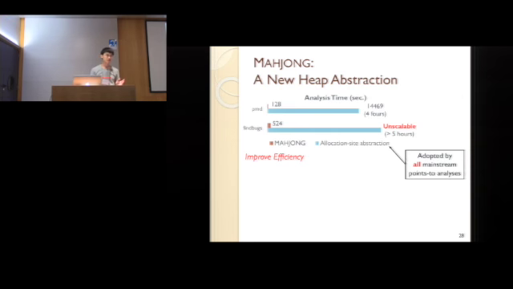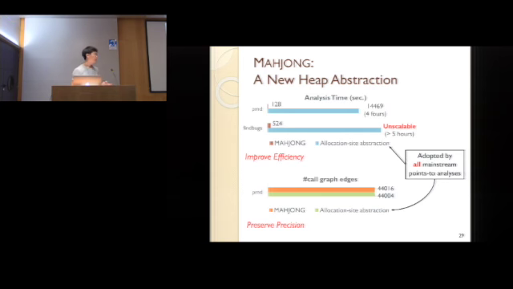How about the precision? We evaluate the precision through the number of call graph edges of PMD generated by the points-to analysis using these two abstractions. Usually, fewer call graph edges means better precision. And we can see these numbers are exceptionally close, which means that MAHONG achieved almost the same precision as allocation-site abstraction.